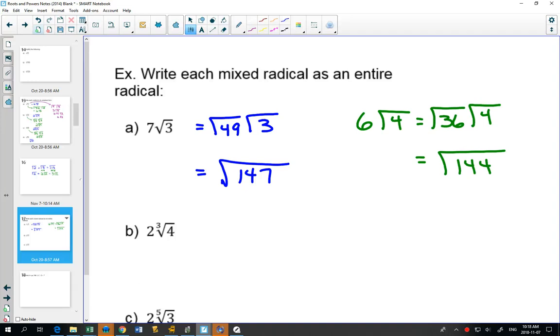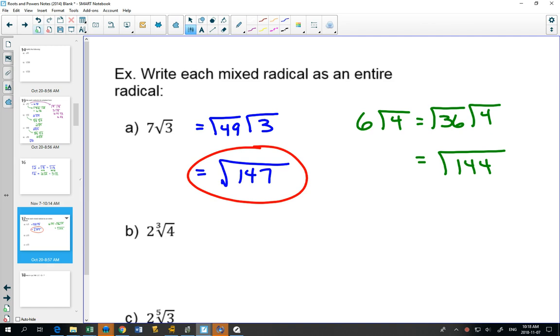7 root 3's or 6 root 4's, when you look at these two numbers, if I asked you which is bigger, the square root of 147 or the square root of 144, now does it become obvious that this one is the bigger one? And so changing things from mixed radicals to entire radicals is sometimes helpful for comparing which one's bigger and which one's smaller.